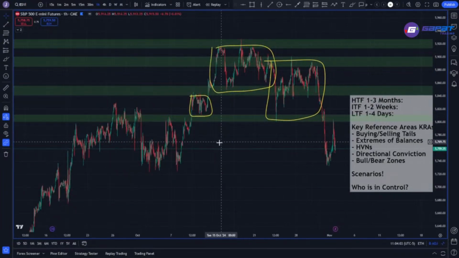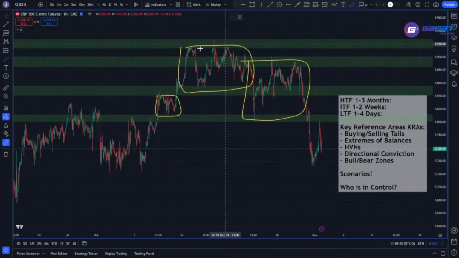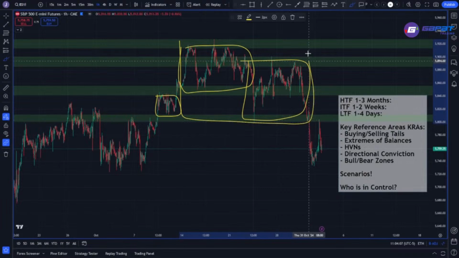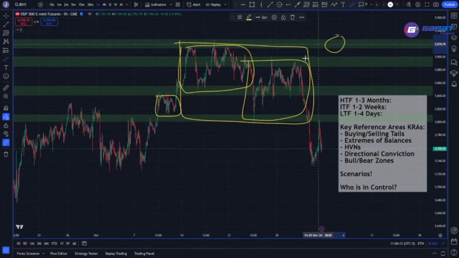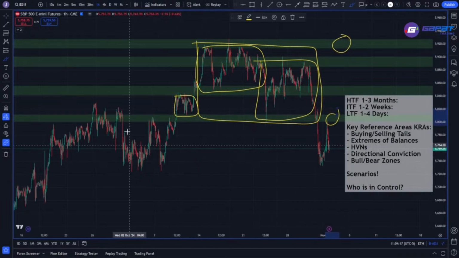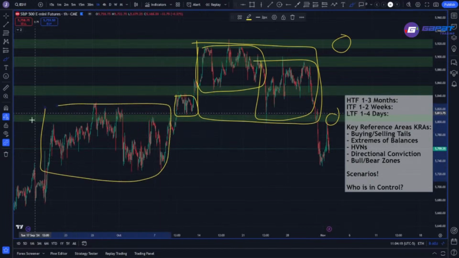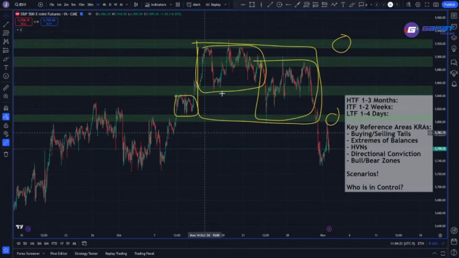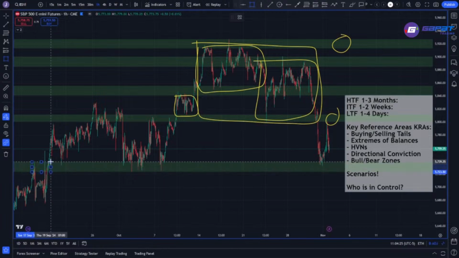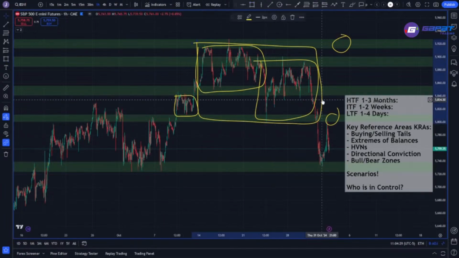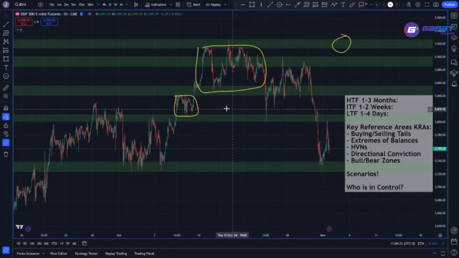But higher time frame speaking, if this is your bigger balance area, the more important levels will be the top extreme and the bottom extreme. And then over here on the left, we have this balance. So we'll have a zone at the bottom of this as well, like this. Let me just get rid of these.